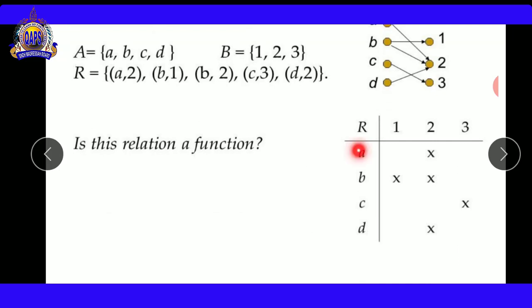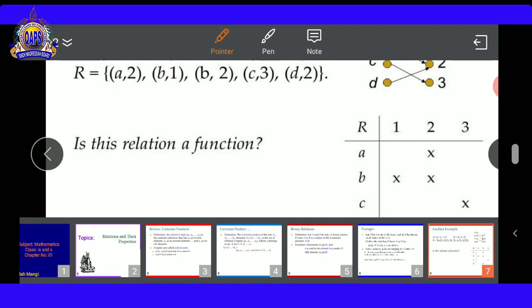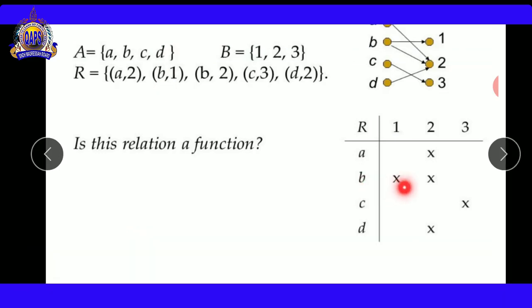So see here, a is related with one element, and the same here. b is related with 1, and b is also related with 2. c is related with 3, c directly related with 3. d is related with 2, same here. Because a is not related with 1, there is no number. a does not belong to 3, so there is no number. b does not have any 3, so there is no number. So this is the form of a relation.